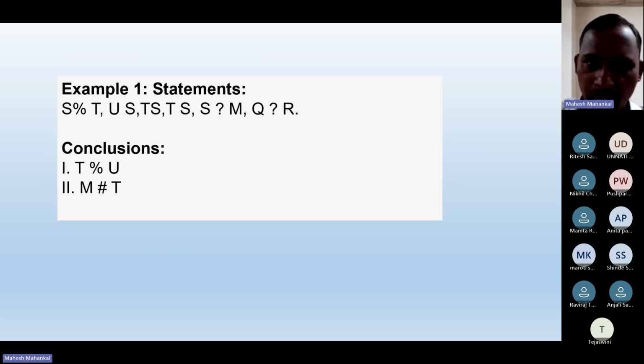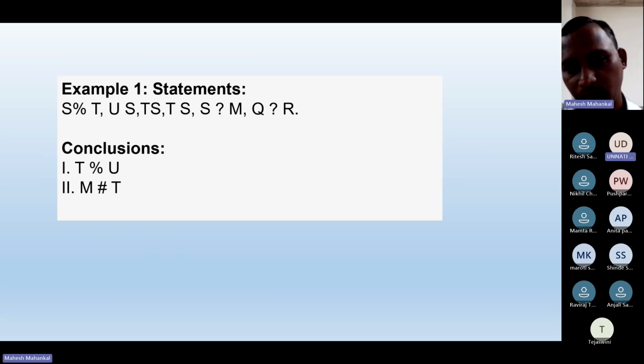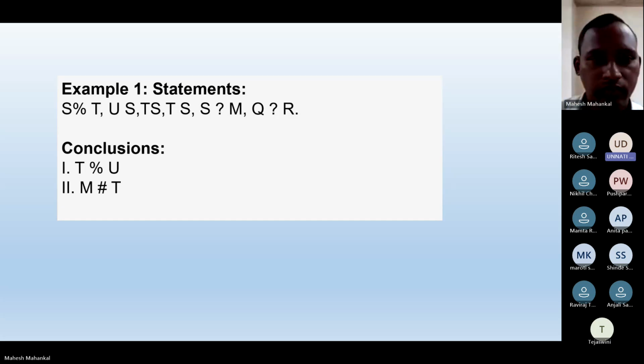It's clear? Yes, sir, but how can we convert this, like T percentage U or M is not equal to T would be correct. Okay. Here you can see T percentage U. Like again the commas are given. S and M they have given you, and Q. Okay, they have given you what exactly. Like S and T, S and M, Q or R. Okay. They have given you the first one symbol. This first is an example.